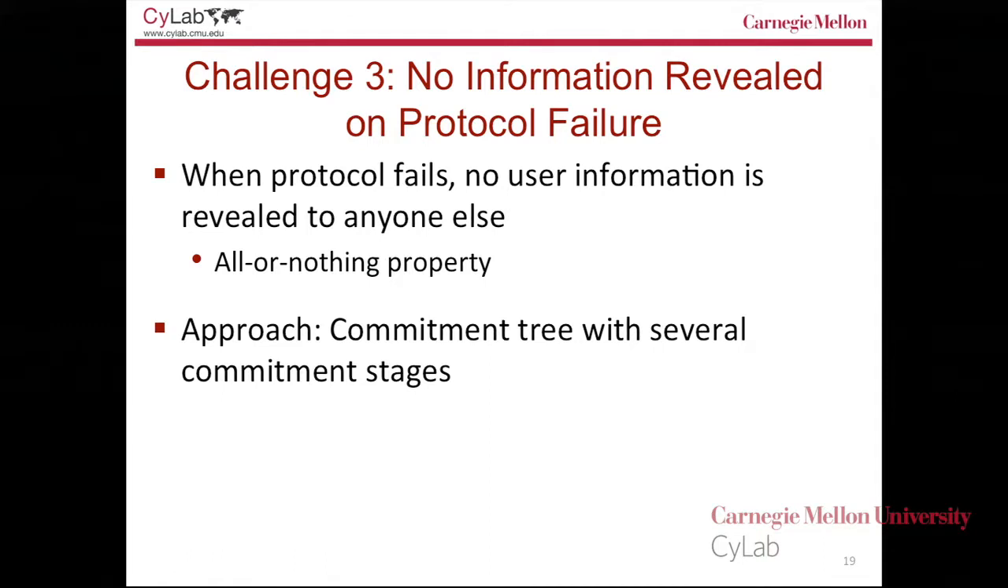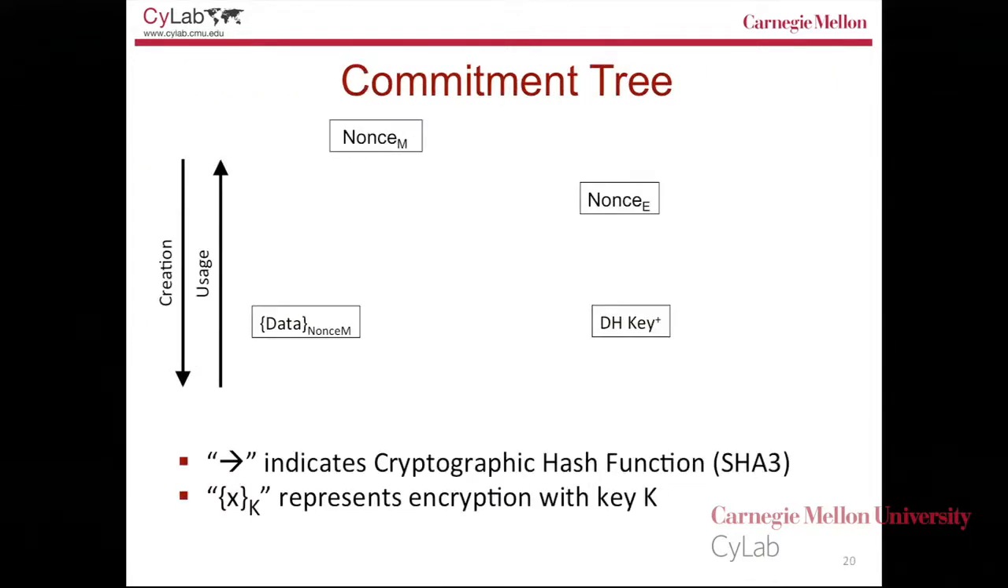Our third challenge is that we want to make sure we're not revealing information on protocol failure. When the protocol fails, we don't want to leak any information. It's an all or nothing property. We want all members of the exchange to share that they found a match out of band with all other members. To do that, our approach is to create a commitment tree with several commitment stages.